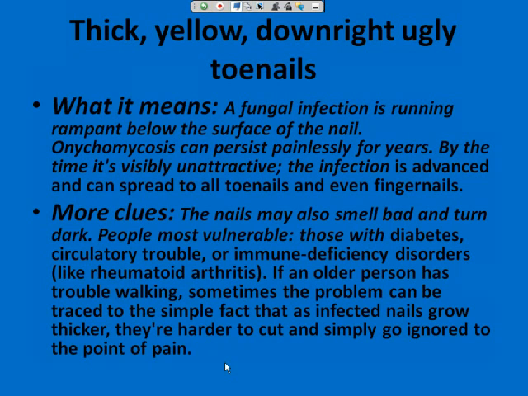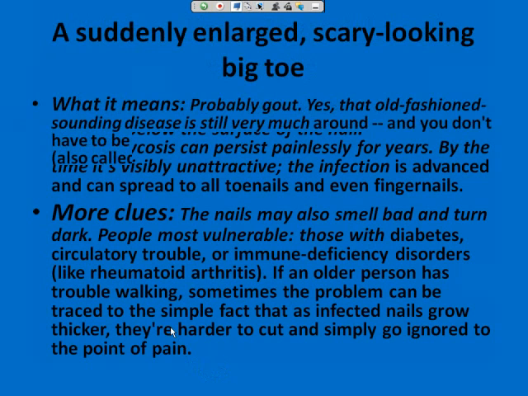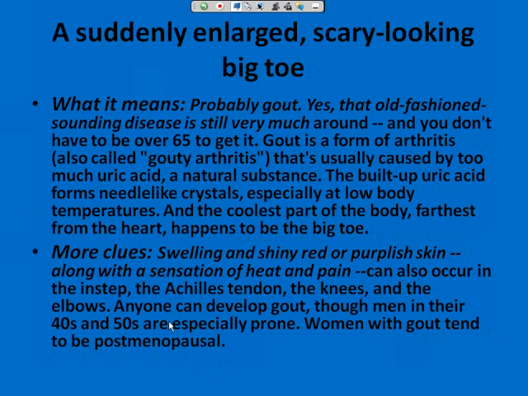When you see a toenail like this, start asking questions about their health. If an older person has trouble walking, sometimes the problem can be traced to the simple fact that an infected nail grows thicker and is harder to cut, and they simply go ignored to the point of pain. I have seen a number of patients with these characteristics.